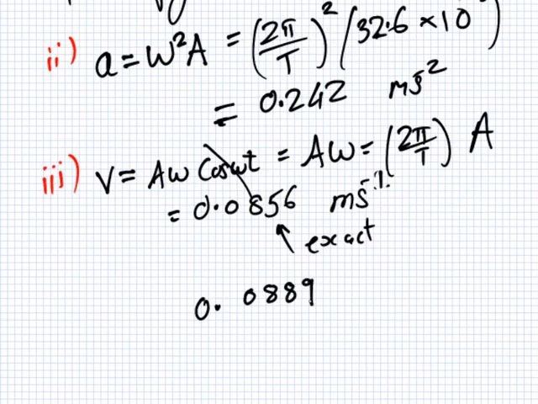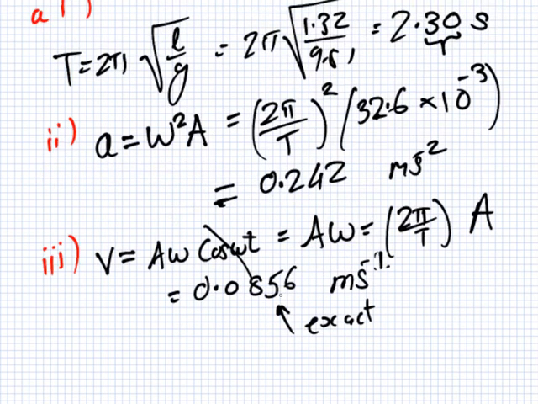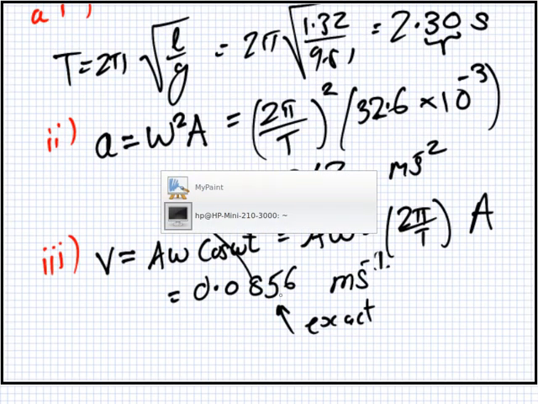I thought that it's 0.0891. That's fine. It depends on how many decimal places you take. Anyways, that's that one, isn't it? Yeah.